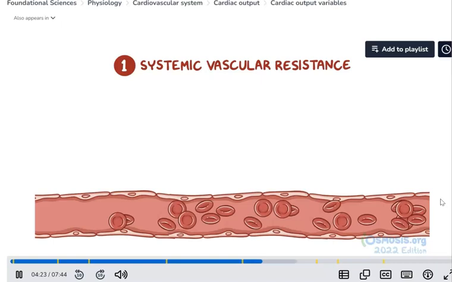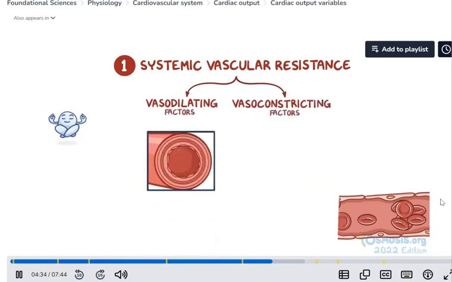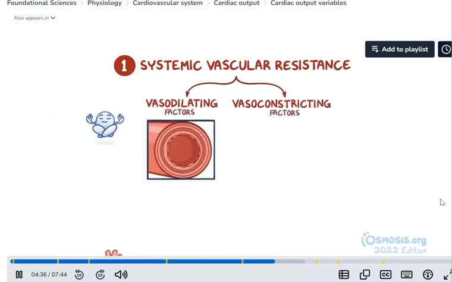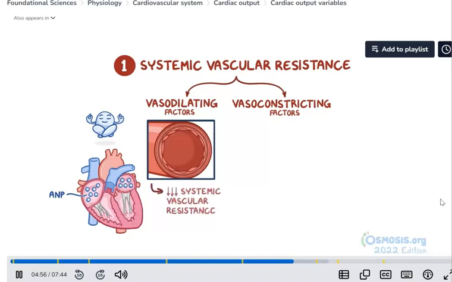Now, systemic vascular resistance is mainly affected by changes in the vessel lumen, which is determined by vasodilating and vasoconstricting factors. Vasodilating factors such as atrial natriuretic peptide, or ANP, which is secreted by cardiac muscle cells in the walls of the atria in response to an increased blood volume, relax smooth muscle cells within the vessel walls, thereby widening the vessel lumen. This results in decreased systemic vascular resistance and therefore decreased afterload.